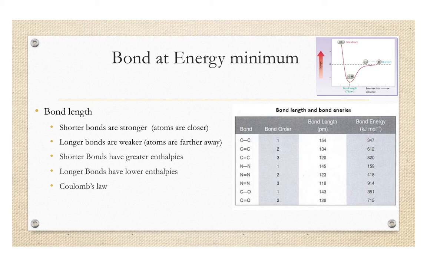As a consequence of that, the length of the bond also tells us something about the strength of it. Shorter bonds are stronger. The atoms are closer to one another and holding on more. Longer bonds are weaker because the atoms are further away, so by Coulomb's law, the attraction is not as good. That means that shorter bonds have greater enthalpies: if they're stronger, it takes more energy to break them. Longer bonds are weaker and have lower enthalpies, because it takes less energy to break them. This is all, again, based on Coulomb's law.